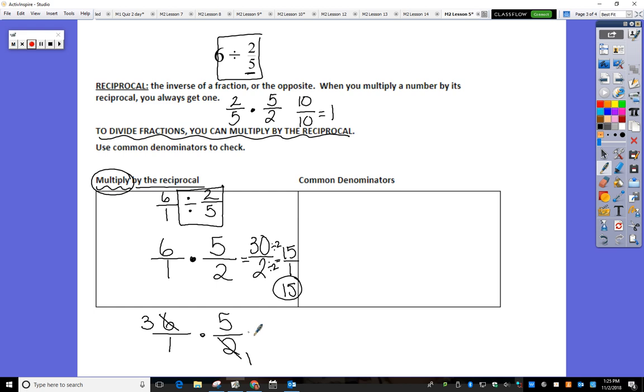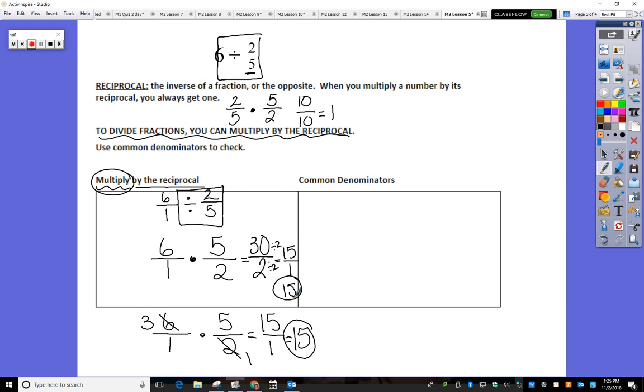Now I'm going to go ahead and multiply across numerator and denominator using these different numbers, the new numbers. So I'm going to do 3 times 5, which is 15, and 1 times 1, which is 1. So notice I still get the same answer. So you can either multiply originally and then simplify, or you can cross-simplify, which should give you a simplified answer most of the time.